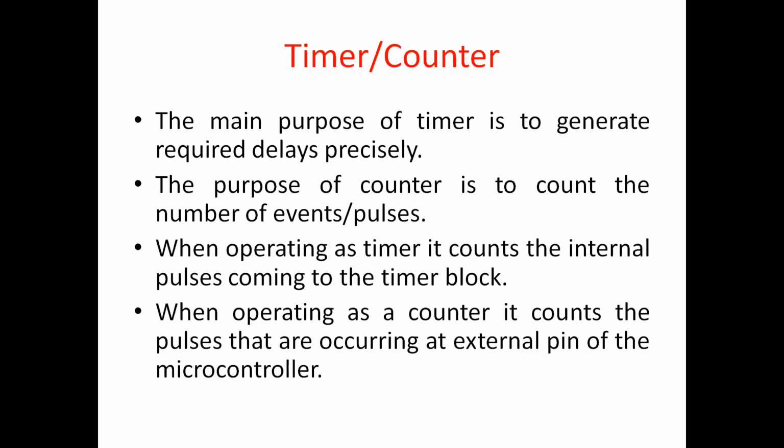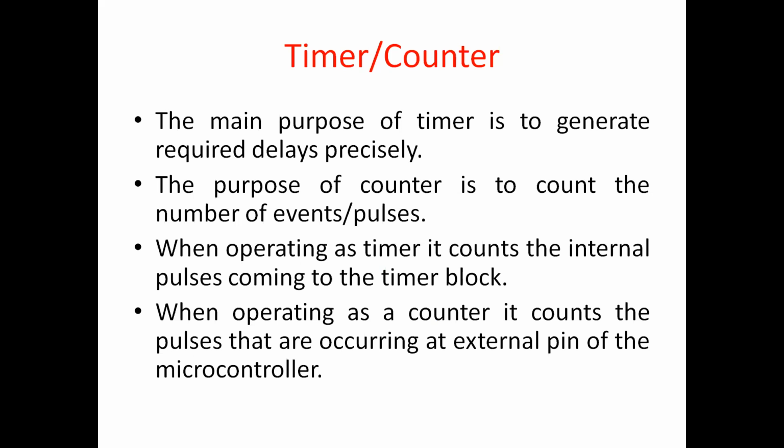So first of all, what is a timer or counter? The main purpose of a timer is to generate the required amount of delay precisely. And the purpose of a counter is to count the number of events or pulses that are occurring at a pin. When operating as a timer, it counts the internal pulses coming to the timer block. When operating as a counter, it counts the pulses that are occurring at an external pin of the microcontroller.